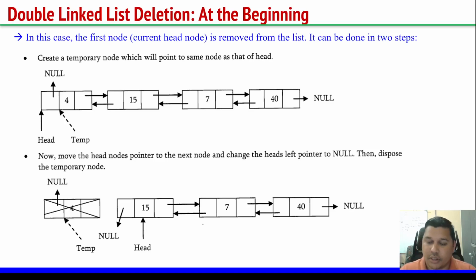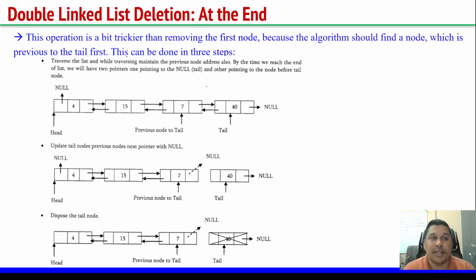Right. Next one, double linked list deletion at the end. Okay, this is very important. This is a little tricky to do. It requires a modification of multiple pointers. Let's try to understand how we delete an element at the end of a single linked list first.